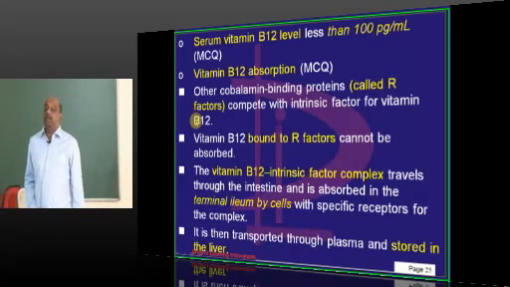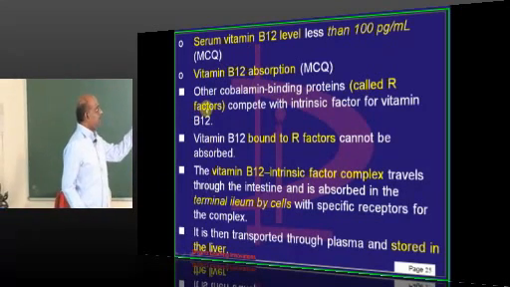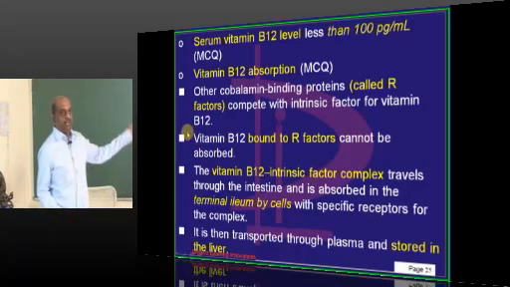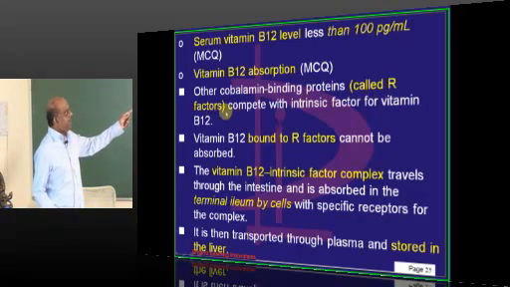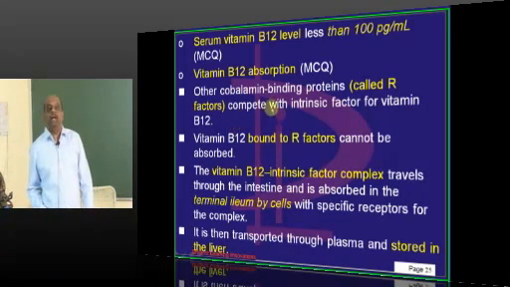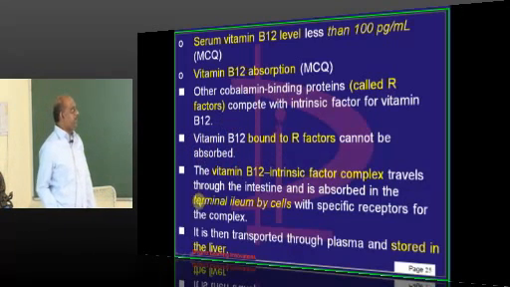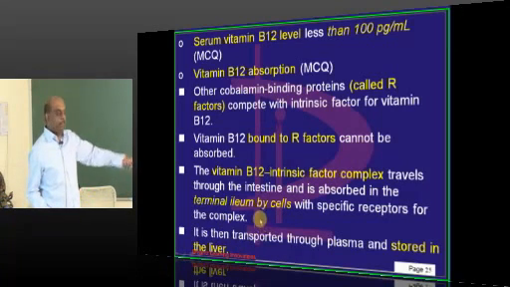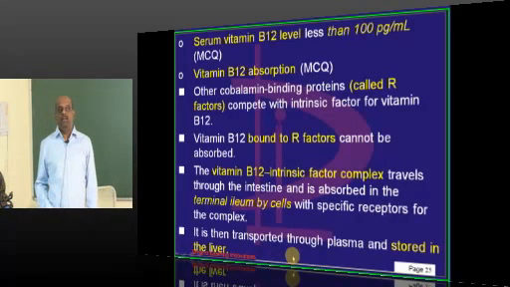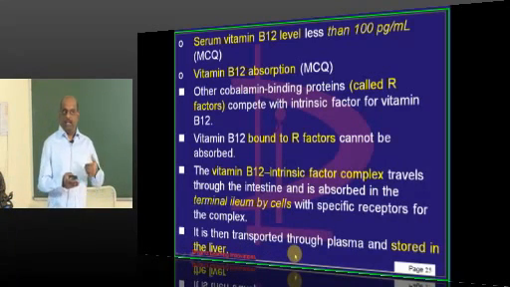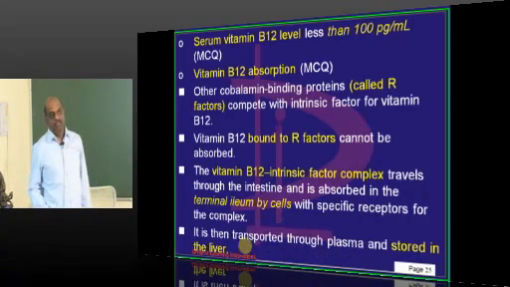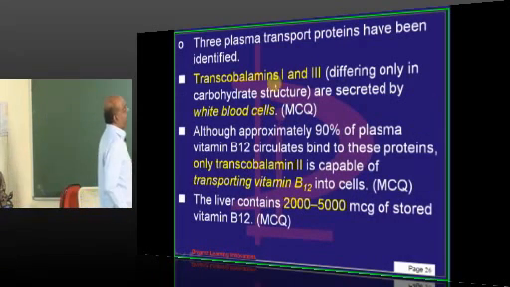Then vitamin B12 absorption. I am trying to summarize some of the important things which we already had reviewed. Cobalamin binding proteins are called the R factors. They compete with the intrinsic factor to bind with the vitamin B12. So who separates them in the terminal ileum? It is the pancreatic protease which is responsible. Ultimately the vitamin B12 which is transferred from the gut through plasma, where will it go? To the liver, and it will be stored in the liver.